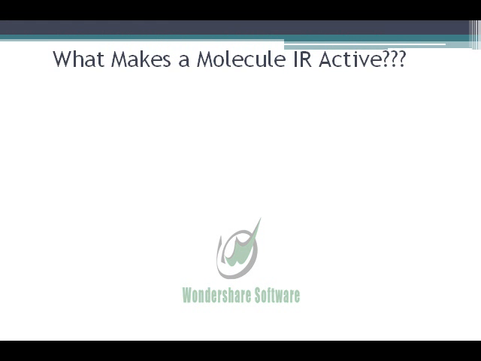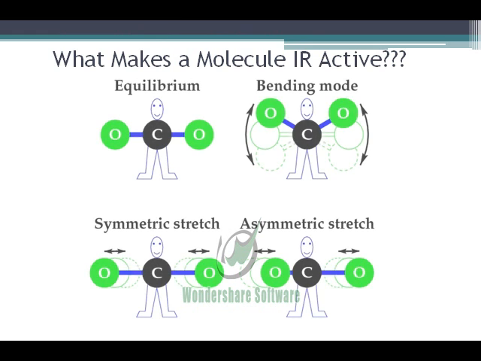A molecule can still be IR active even if it does not have a permanent dipole. If the molecule can have a position in which the overall polarity of the molecule is non-zero, then it can still be IR active. Carbon dioxide has a dipole moment. The structure of carbon dioxide in equilibrium, bending mode, symmetric stretching, and asymmetric stretching is shown.